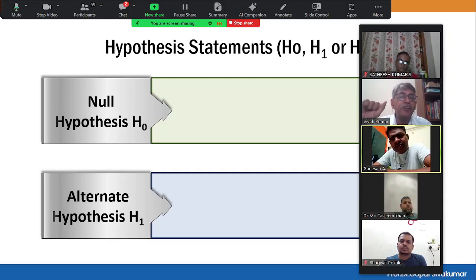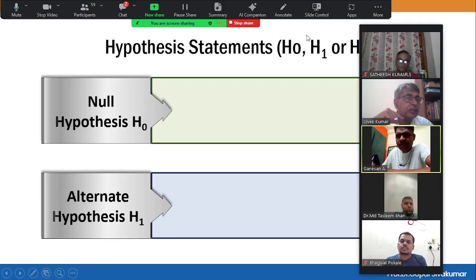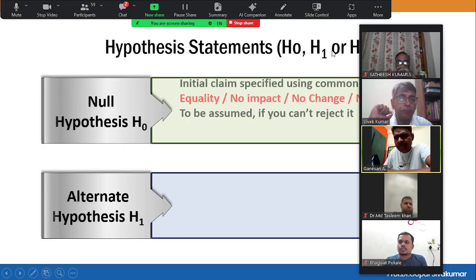This is the symbol of null hypothesis, H naught. And this is the symbol of alternate hypothesis, H1. Sometimes it is also written as HA. Can you see that on the screen? Yes, sir. These are the symbols; you can use either of them for the alternate hypothesis.